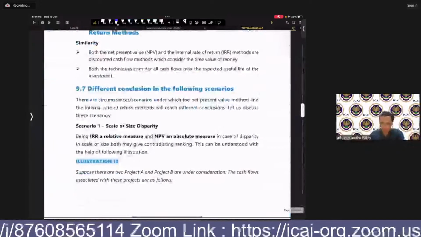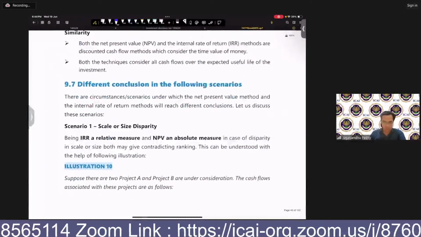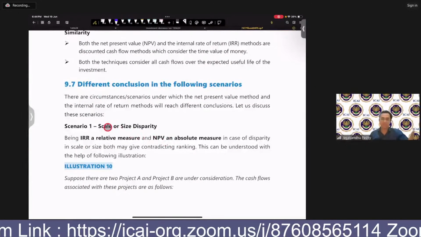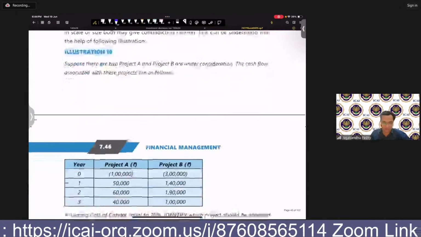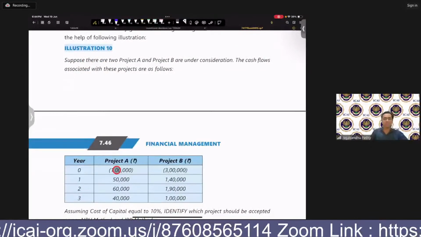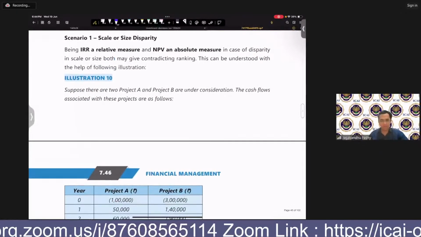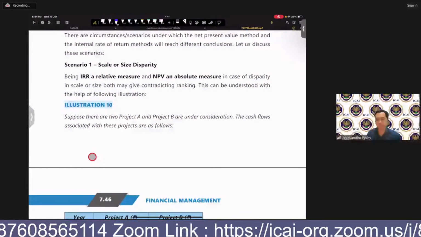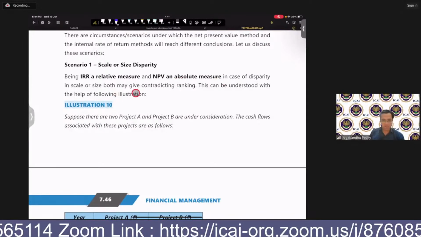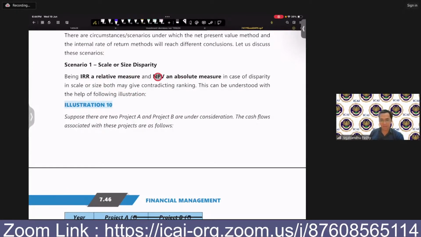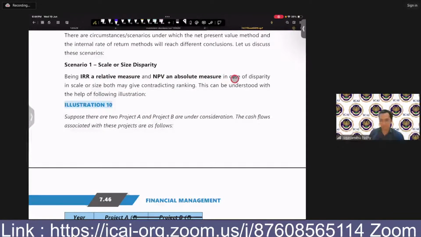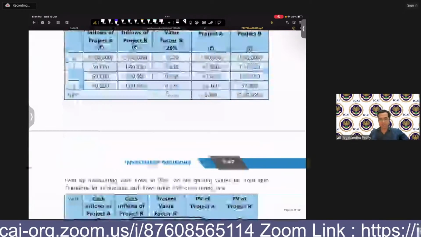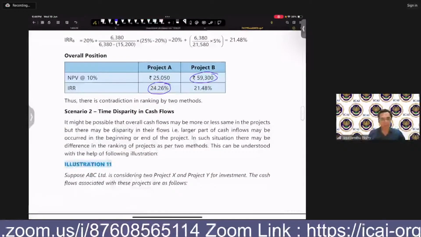See, so in the first case, IRR and NPV can give you contradictory results if there is a scale and size disparity. Like in our case, project A had an investment of 1 lakh, B had an investment of 3 lakh. They were giving me different answers, or different methods were giving me different conclusions. IRR is a relative measure and NPV is an absolute measure, so in case of disparity in scale, both may give contradicting rankings. So when you have these contradictory results, one such scenario is a different amount of investment.